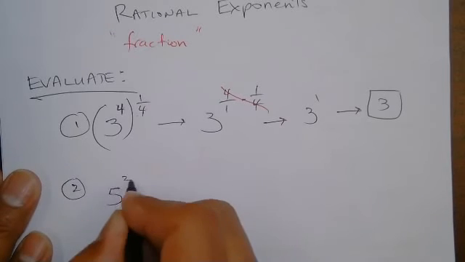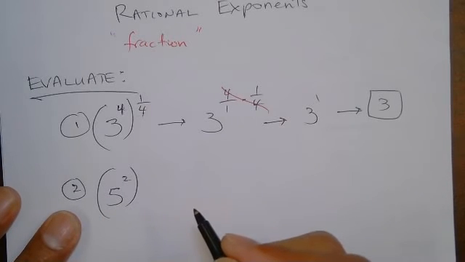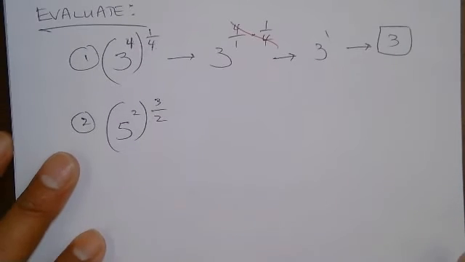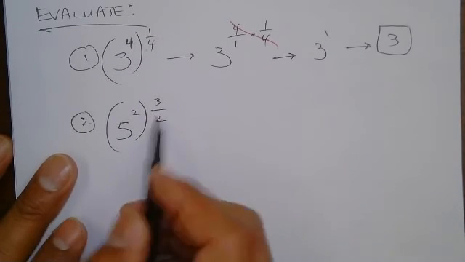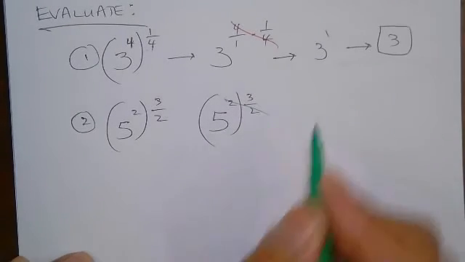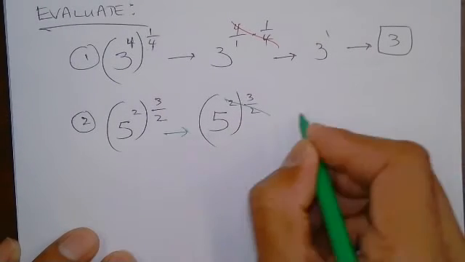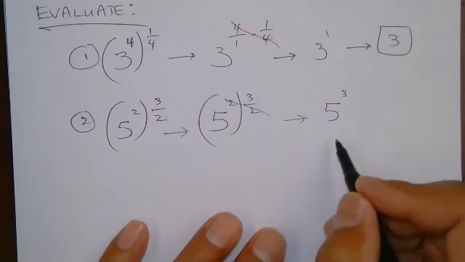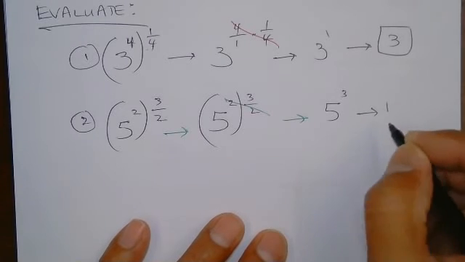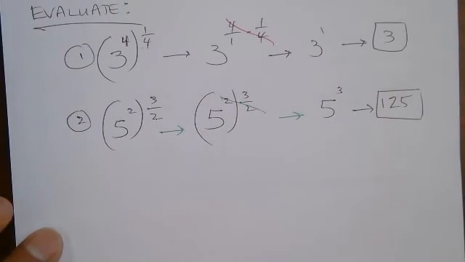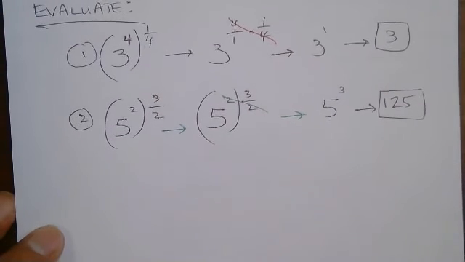Okay, number 2. 5 squared to the power of 3/2. What's going to happen? Yes, this is what we want. We want these to match. They're going to cancel out. So we're really left with 5 to the power of 3, and then you can use a calculator to help you with that. But does anybody know what 5 to the power of 3 is? 125. Does everybody get it? That we want these to match here?